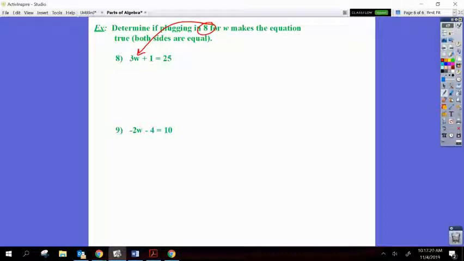Let me give you another example. I'll give you a very simple example. W plus 6 equals 14. Let me plug in 8 for W. 8 plus 6 equals 14. 8 plus 6, 14 equals 14. Hooray! Let's try another example.